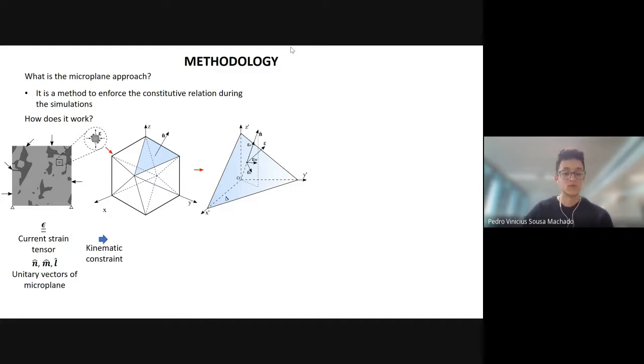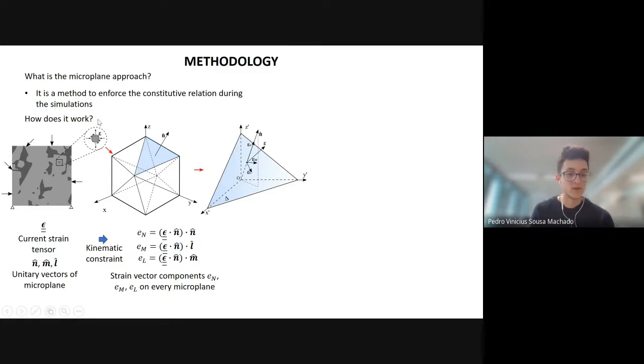We do something called the kinematic constraint, and we calculate the strain vector components at every microplane. It's a very simple calculation. You're just projecting the strain tensor onto each of these planes that you can see in the image. And now we have strain vector components at every single one of these planes. Remember that this whole thing here is just one point of the material.